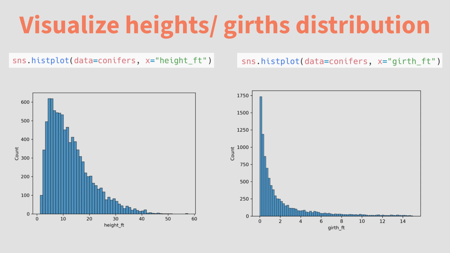In this case, we are looking at the distribution of height and girth for all the trees. We see that the median height is around 10 feet. We can also see that there are very few trees with heights that are greater than 25 feet. Because the histogram is tailing towards the right, we can say that the height data is right skewed.